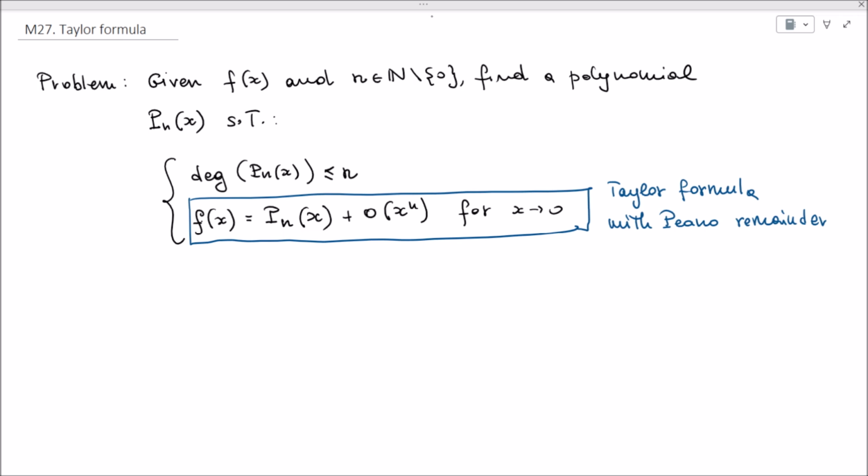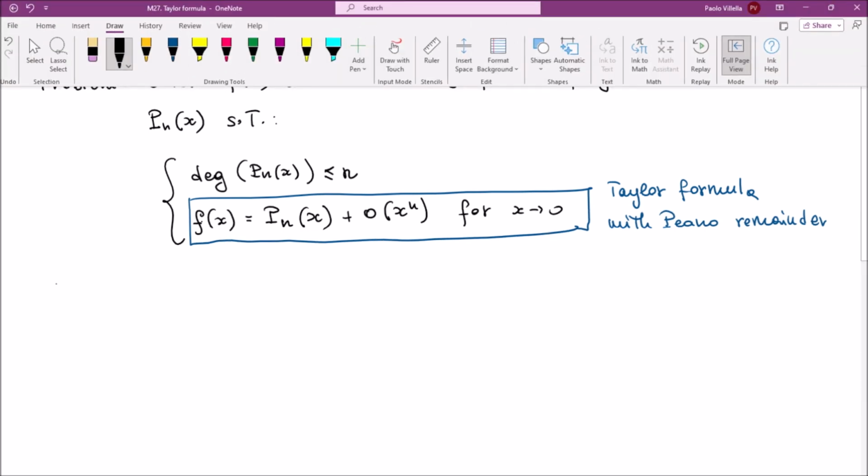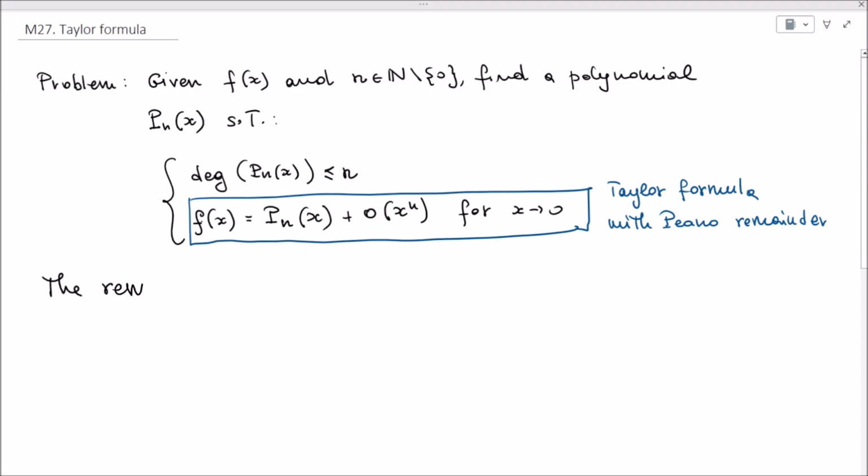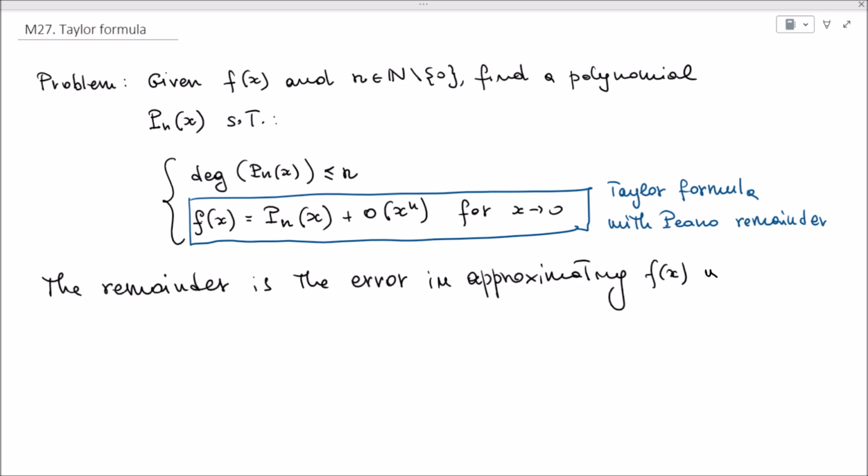Now, let's say something else about the remainder. So the remainder is the error in approximating f of x with p n of x. So in other words, we can say that f of x minus p n of x, which is just the error, this error has to be little o of x to the n. Good.